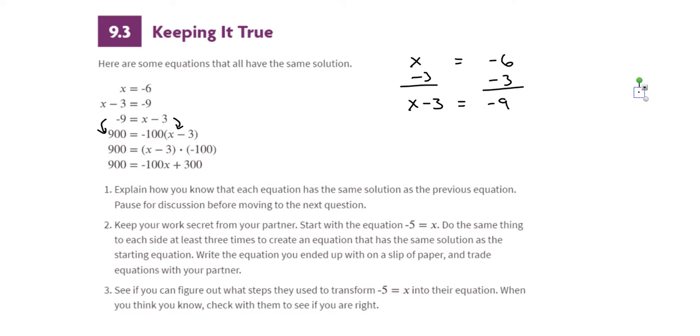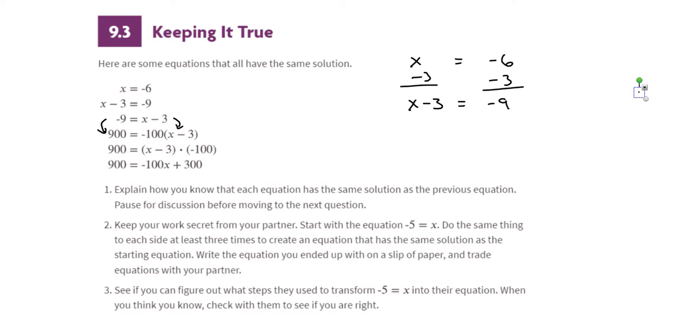And now what did they do? Nothing changed over here, but over here, it looks like they just switched around the 100 times the quantity x minus 3. So they just switched these around. And the commutative property of multiplication says that's okay. It doesn't matter what order you multiply in.